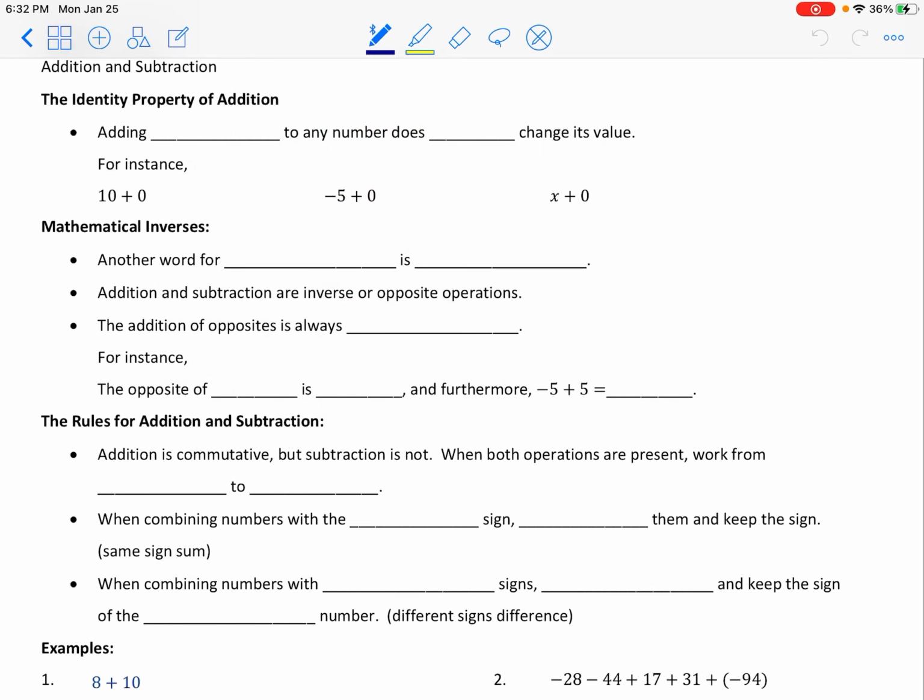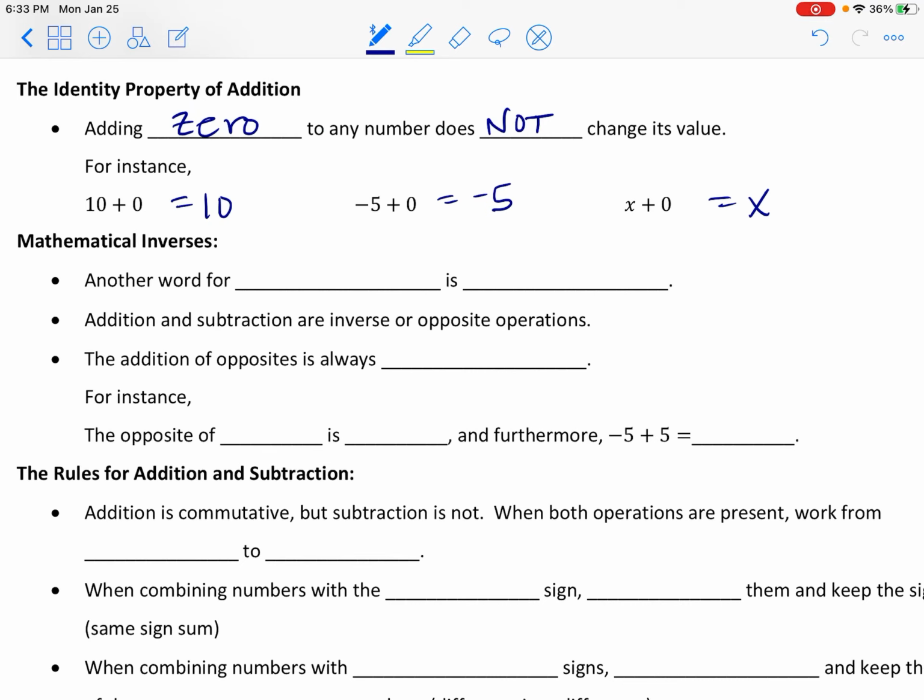When we add 0 to any number, it doesn't change its value, and we call that the identity. So when you do something to a number but you don't change it, or you maintain its identity, that's an identity property. And so the identity property of addition says adding 0 to any number does not change its value. For instance, 10 plus 0 is still going to be 10, or negative 5 plus 0 would still be negative 5, or x plus 0 would still be x. So this will carry over to algebra as well.